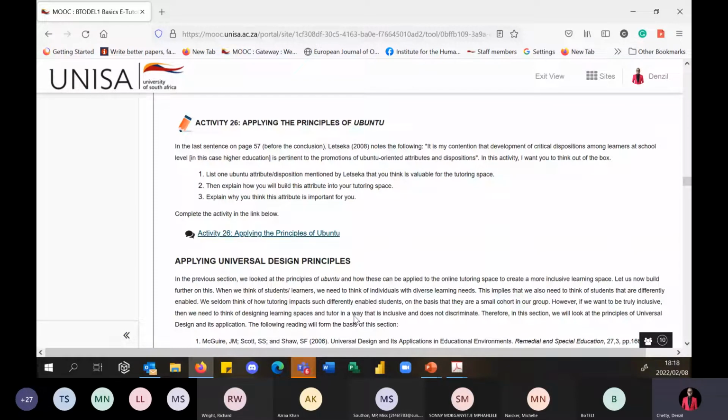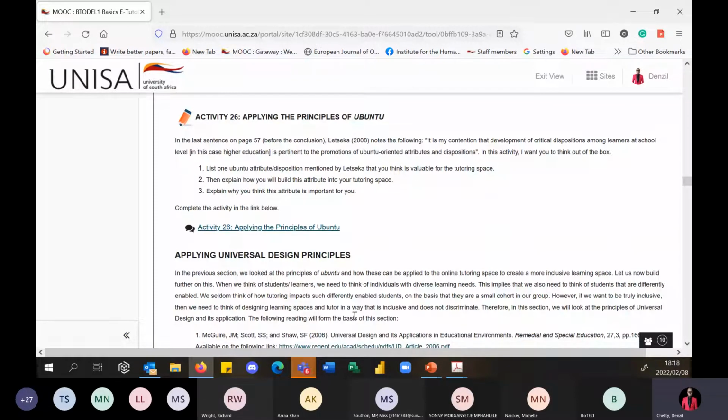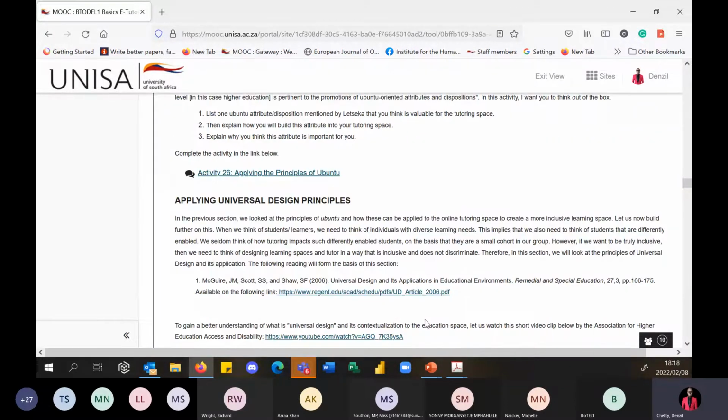And this article is actually fascinating. I know Prof. Letseka Moketsi personally, and we've actually engaged with him on several other issues as well. And he's a brilliant, brilliant intellectual. So please read that article, right? And then applying universal design principles.